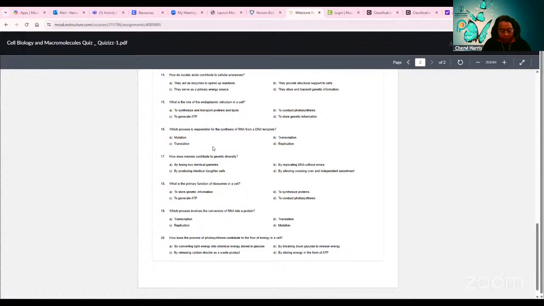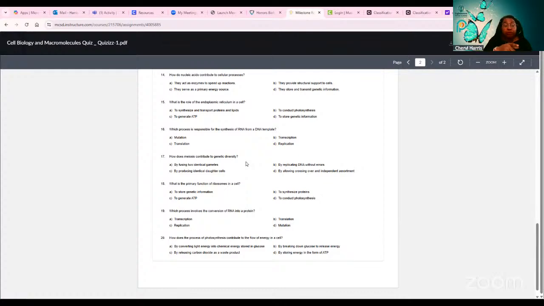All right, how does meiosis contribute to genetic diversity? These are our reproductive processes. Remember that meiosis only happens in your egg and sperm cells, your gametes. Other than that, during mitosis, we make exactly the same thing as the parent cell. So it's like cloning. We make an exact copy during mitosis. During meiosis, we can get some variation.